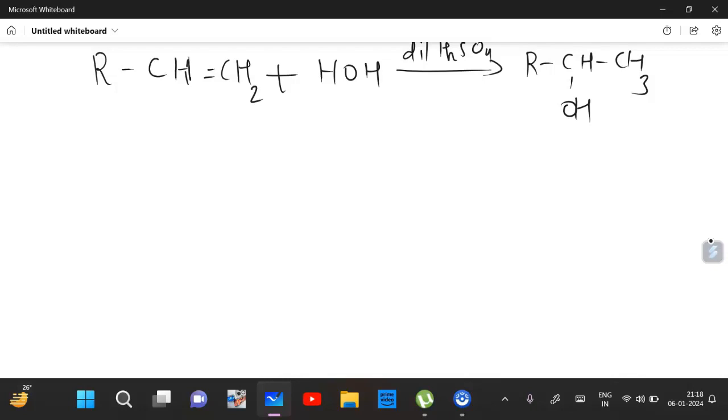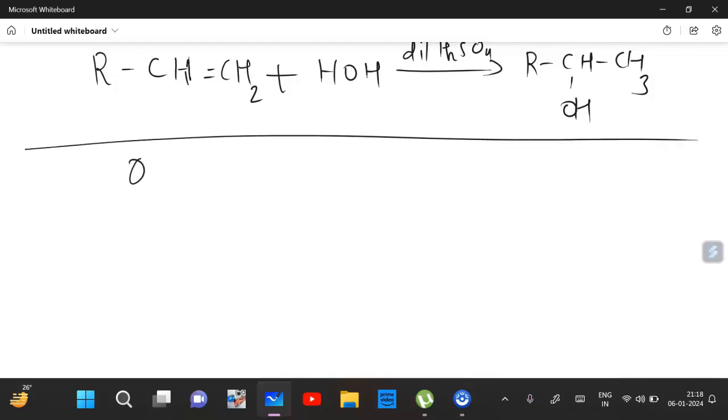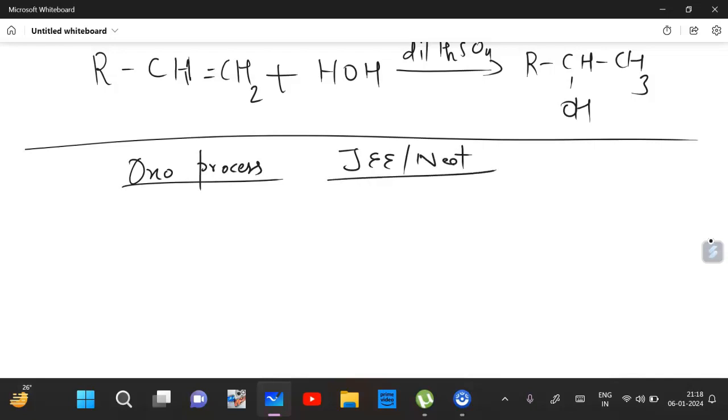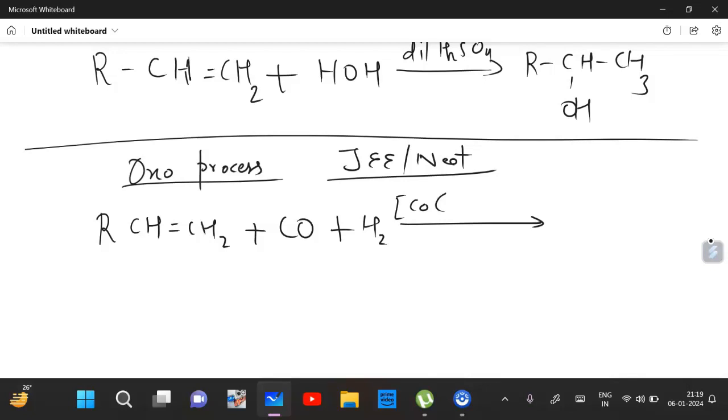The next preparation method is the oxo process, which is also very important from the JEE perspective. You can write JEE and NEET exam. This can be used. In this method, the alkene is treated with carbon monoxide in the presence of hydrogen. The reagent we are going to use is a cobalt carbonyl compound, Co2(CO)8, at high temperature and high pressure.